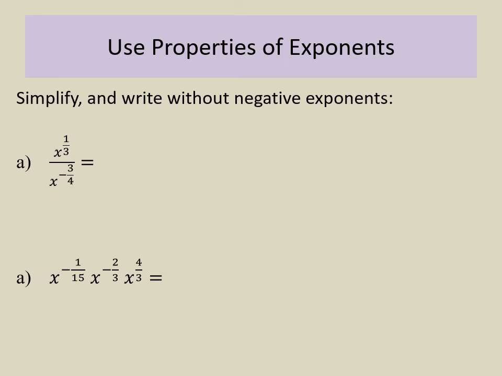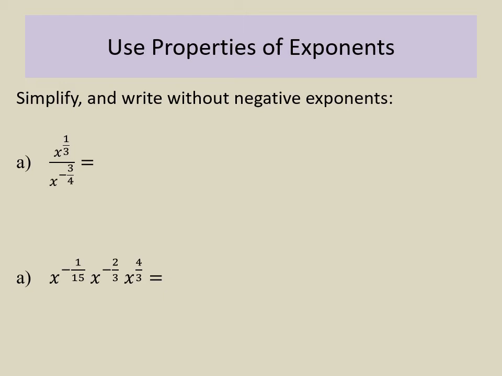All right, let's see some more examples. In this example here, it says the same thing, simplify and write without negative exponents. Now we have division of two quantities. It's the same base, x to the power of something divided by x to the power of something else. So which rule do we use here for division? There are two ways to go about this one. The first one is going to use the quotient rule.